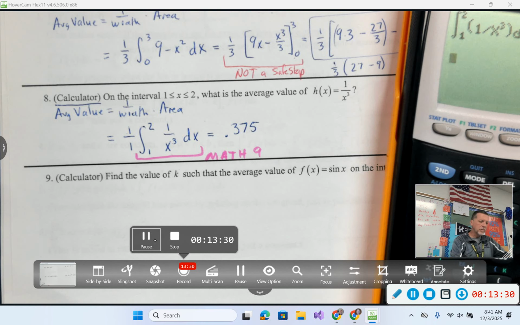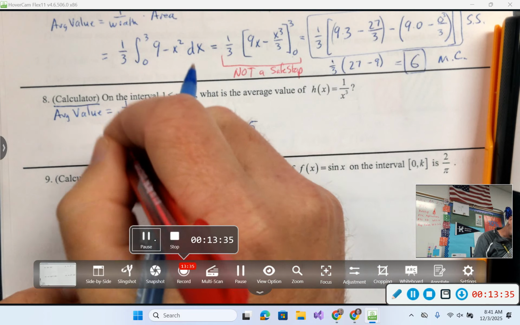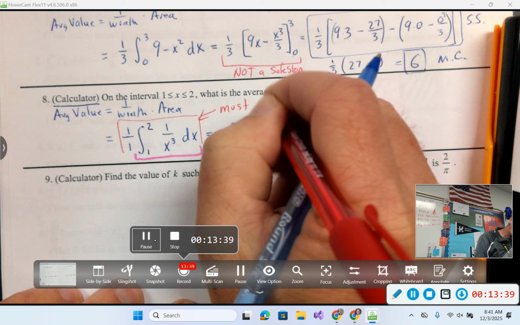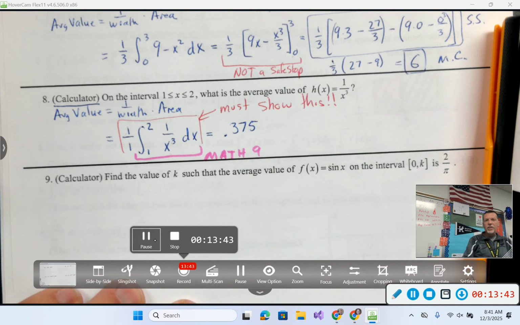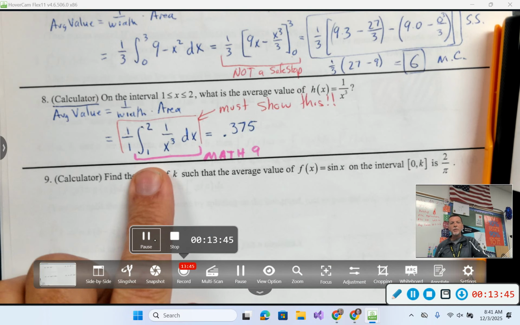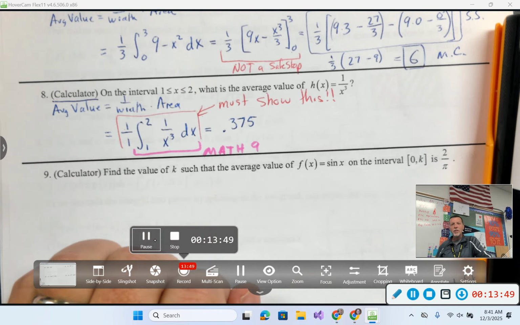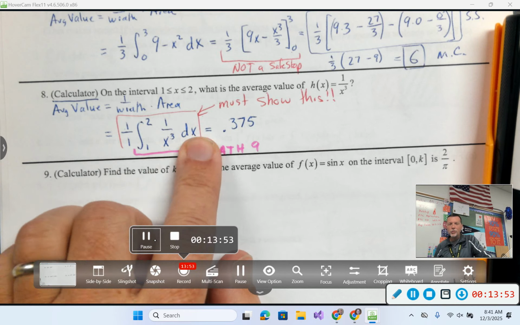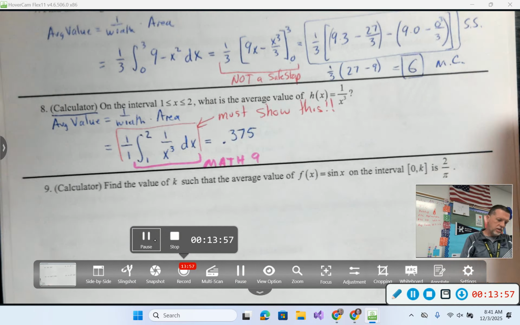Speaking of showing your work to get full credit, I hope this is obvious, but you have to show this. We know your calculator is doing the work, but you've got to tell me what you're doing. You can't just say the answer is 0.375. You've got to show me where that came from. I know the calculator did the work, but what did you tell the calculator to do? So show the setup.